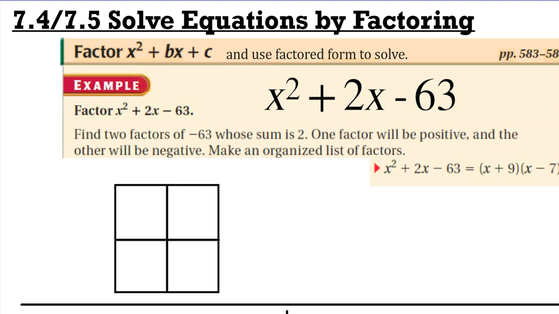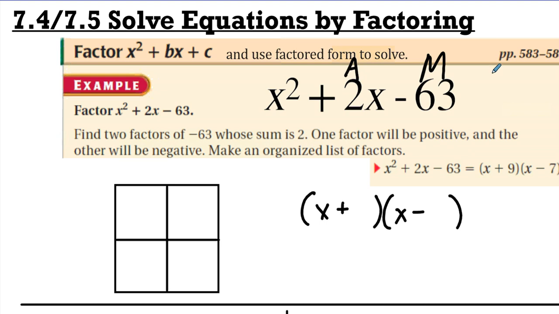I need to find the two numbers, because I know that this is going to factor to be something like this, that multiply to be negative 63 and add up to be 2. If they multiply to be negative, one has to be positive and one has to be negative. If they add up to be a positive 2, I know the biggest of the two numbers needs to be the positive. So now I go listing all the ways I can multiply to get 63.